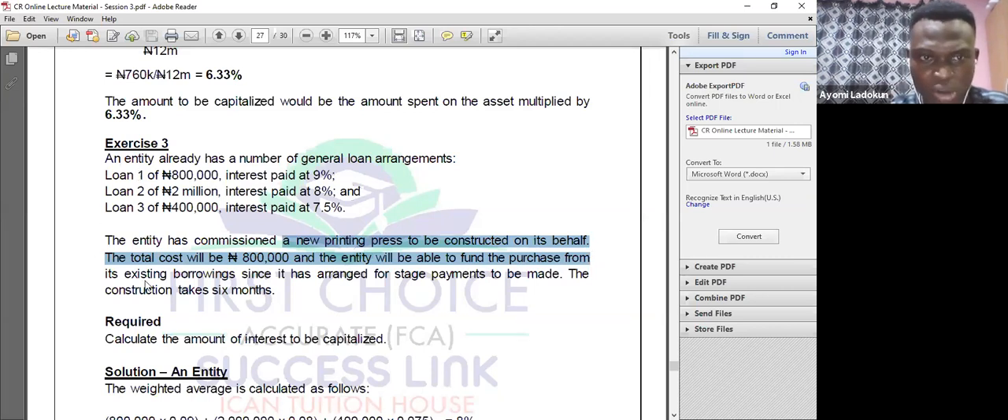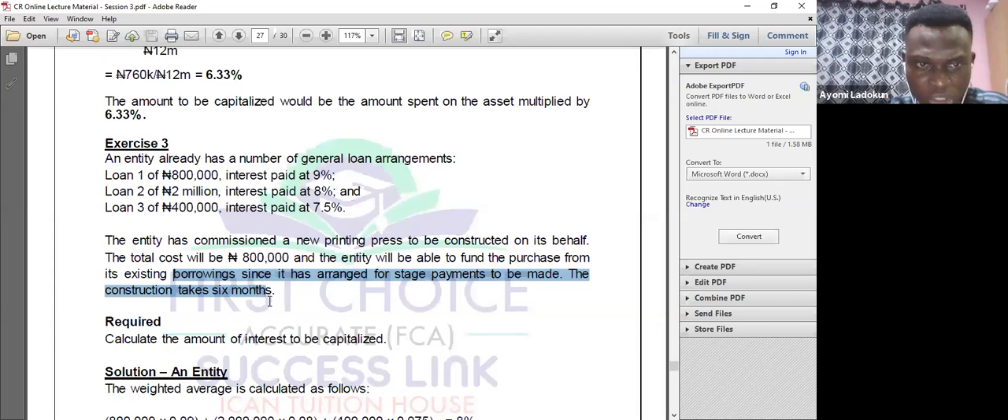So the total cost will be 800,000 and the entity will be able to fund the purchase from the existing borrowing. Can you see? Since it has arranged for stage payment to be made, the construction takes 6 months. Required: calculate the amount of interest to be capitalized. Okay, calculate the amount of interest to be capitalized. So what will you do?